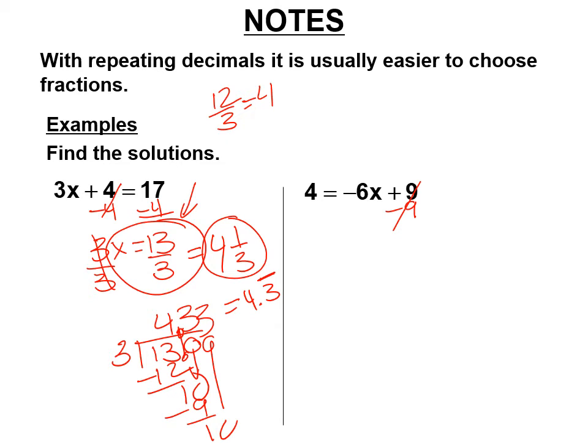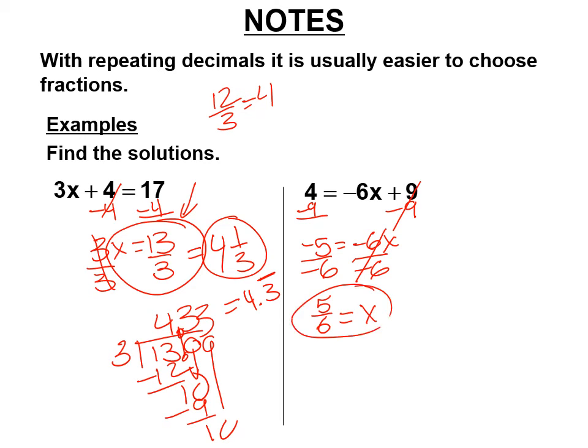Subtract 9 from both sides here. 4 minus 9 is -5. -5 equals -6x. Divide both sides by -6. Now, 2 negatives make a positive here, so you can't leave it that way. The correct answer here is 5/6. I would really just leave that.